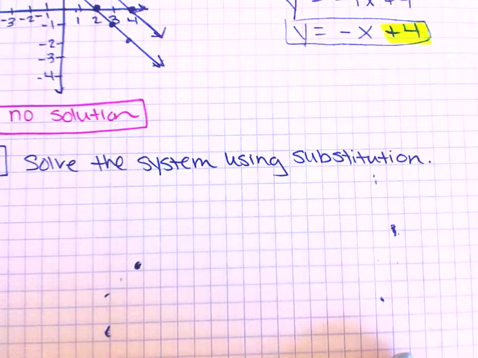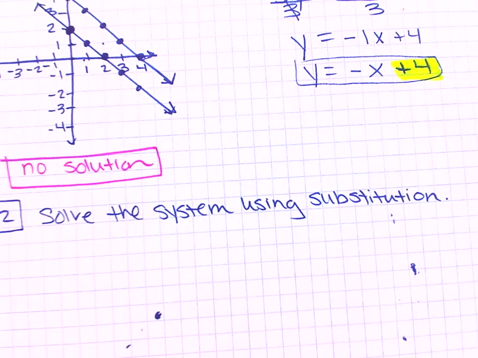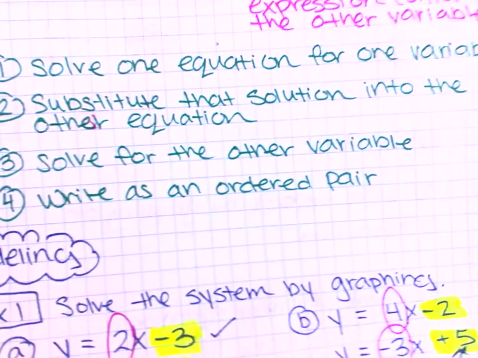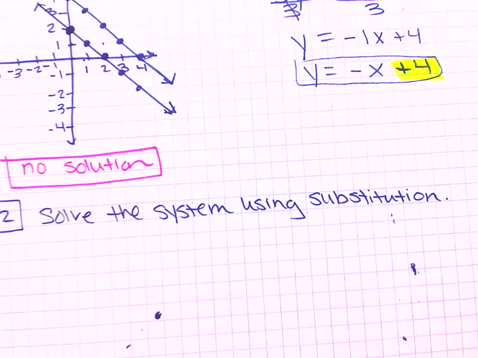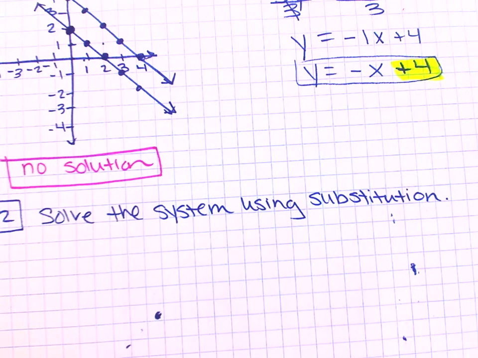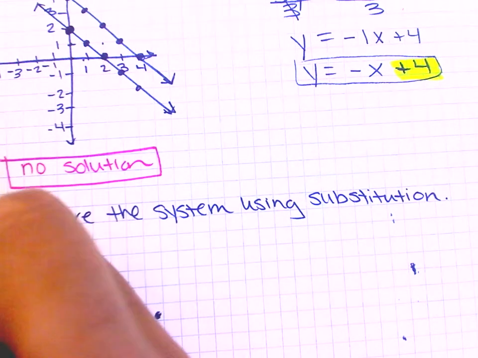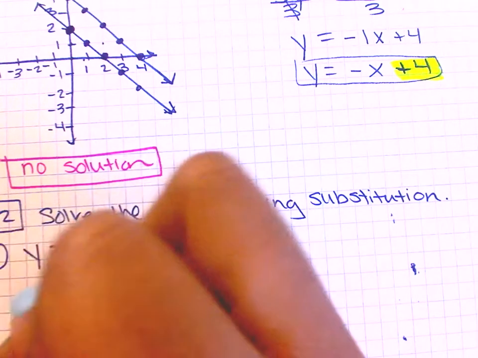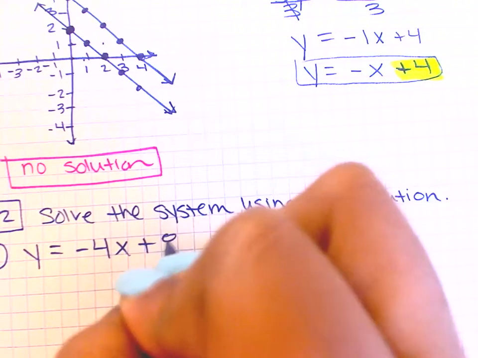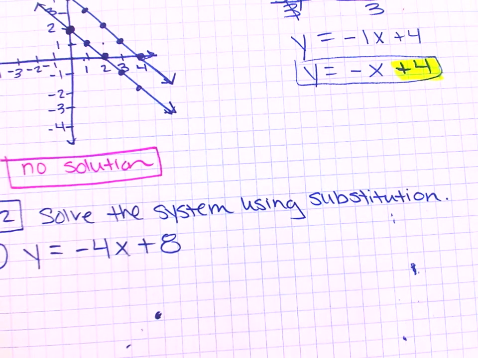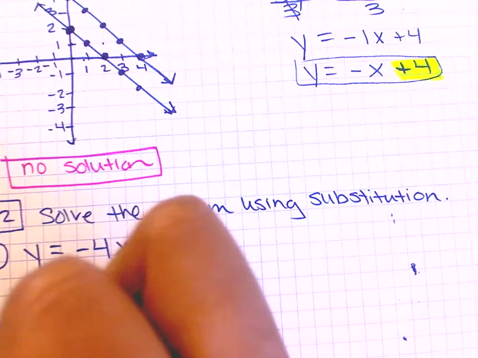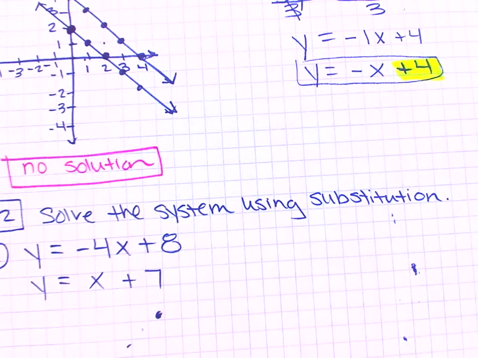Now going back to the substitution method, we know that we solve one equation for one variable, and then we substitute that into the other equation. And then we solve for the other variable, and then we write as an ordered pair. 4 steps, okay? You have that in your notes. You can look back at it. It's right there. And you know they have motions because we just did the bodily kinesthetic. All right? Here's letter A. They're going to give me y equals negative 4x plus 8, and then y equals x plus 7.